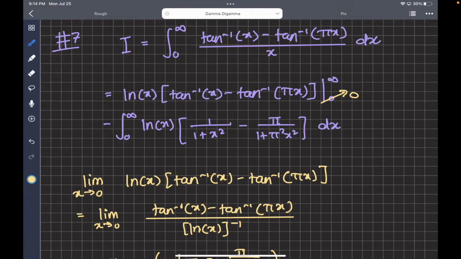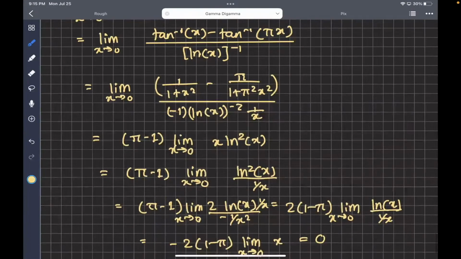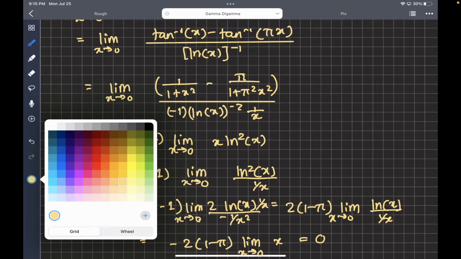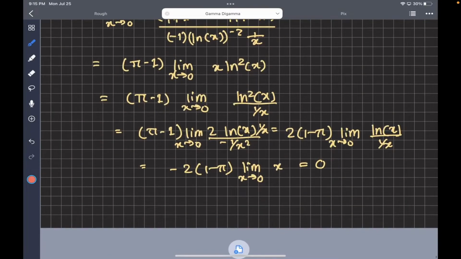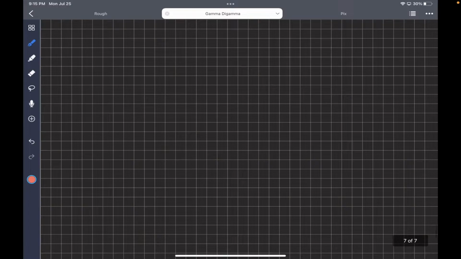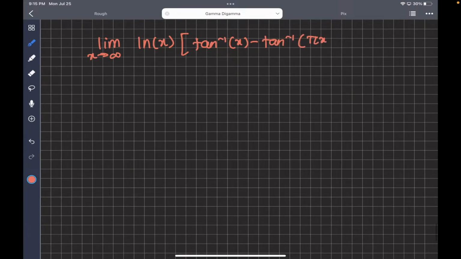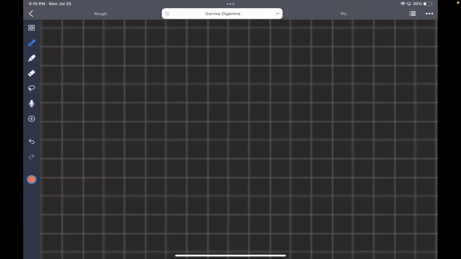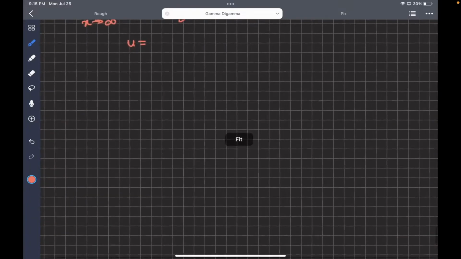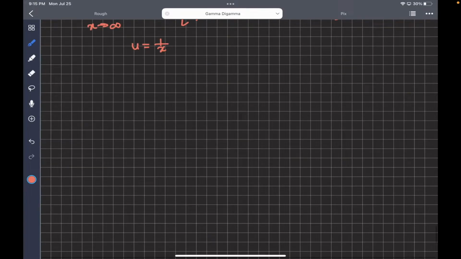So that's nice. What about the infinity? We have to do one more extra step that's perceivable compared to the 0. So we have limit as x goes to infinity of natural log of x times inverse tangent of x minus inverse tangent of pi x. Now I'm going to use a change of variables. u is 1 over x, such that as x goes to infinity, u will go to 0.